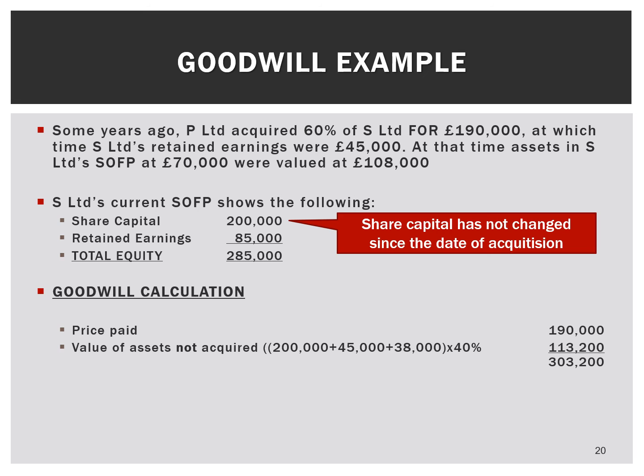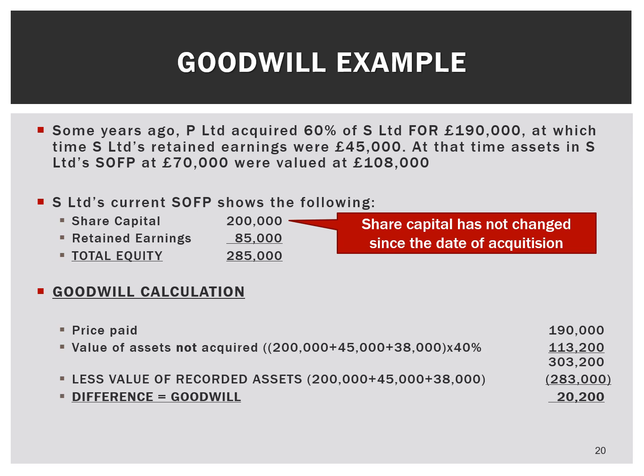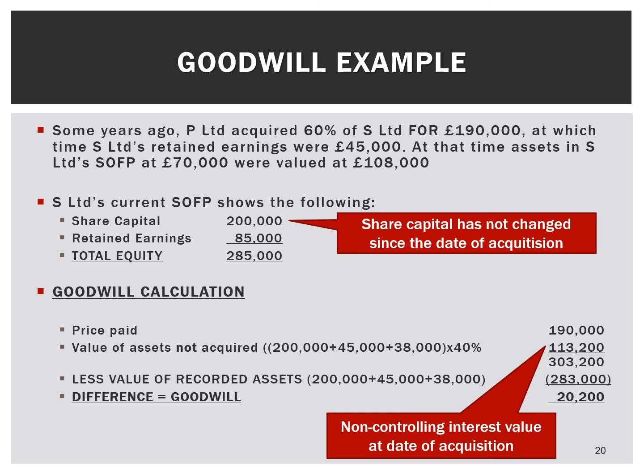If we add those two figures together, the 303,200 represents the total value of S Limited at the date of acquisition plus the value of goodwill that we've purchased. So if we now deduct from that the total value of S Limited, that's the 200 plus the 45 plus the 38, the difference will give us the goodwill figure of £20,200. Now you might have calculated it in a different way.